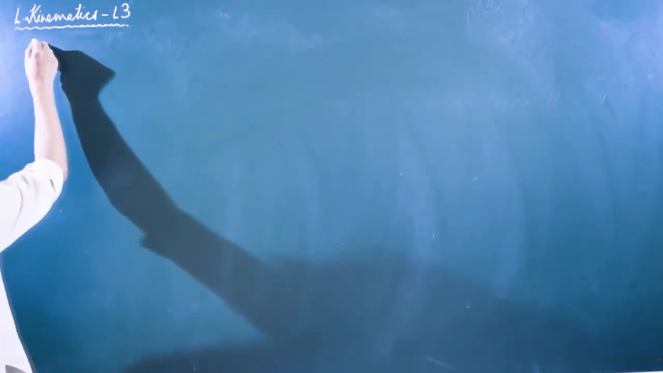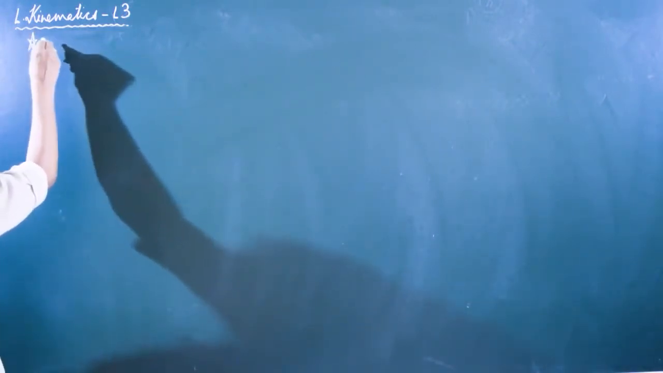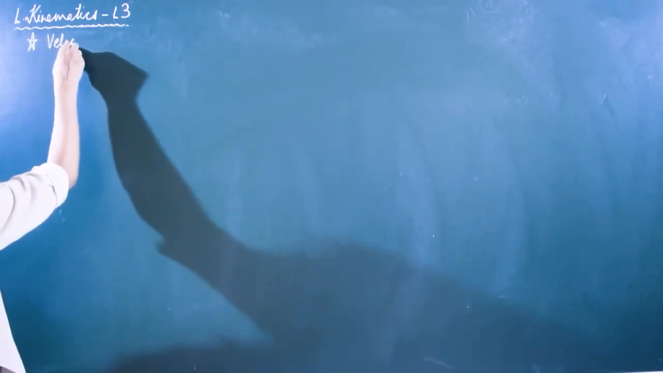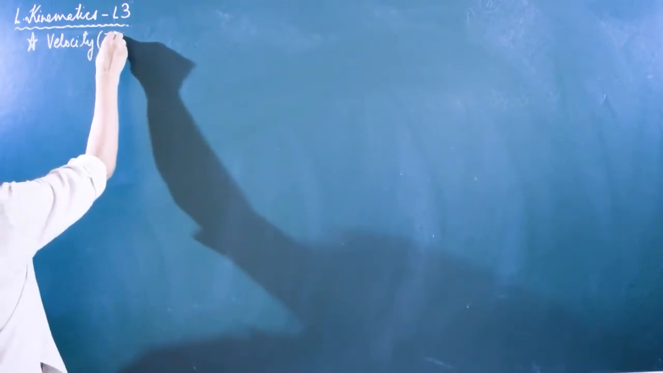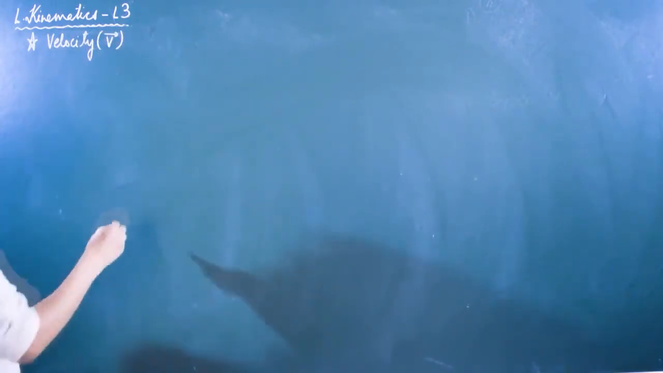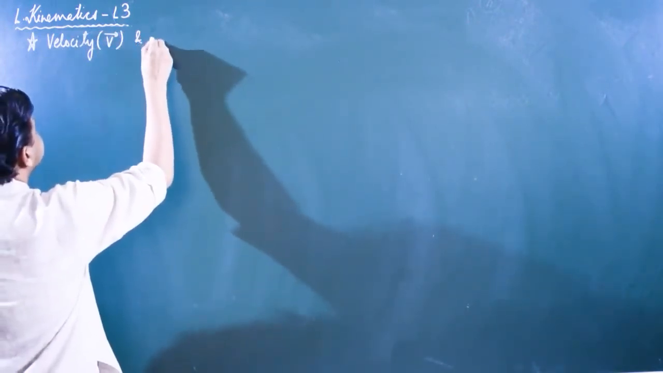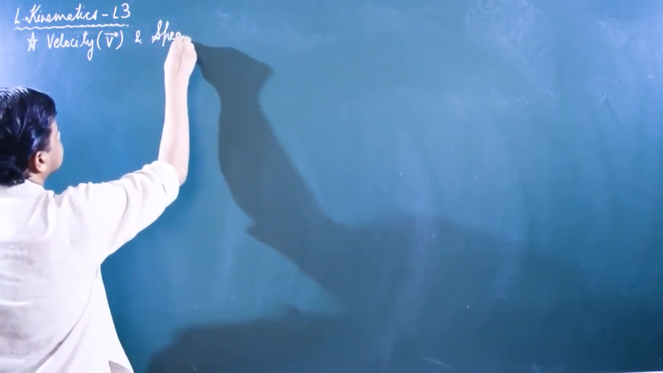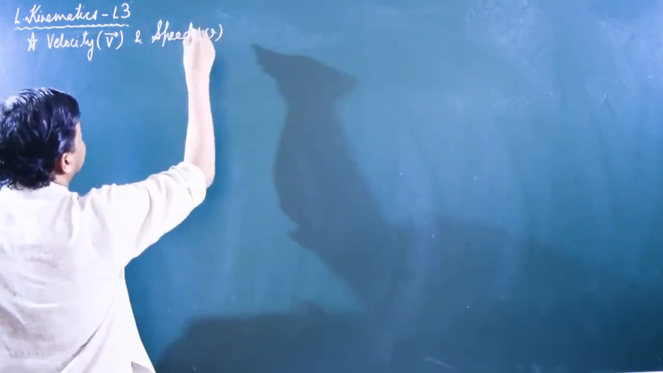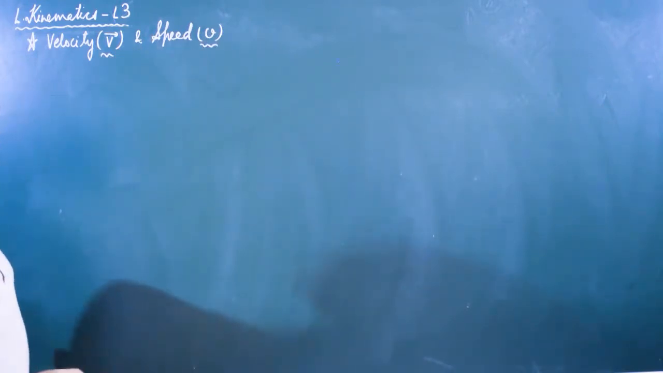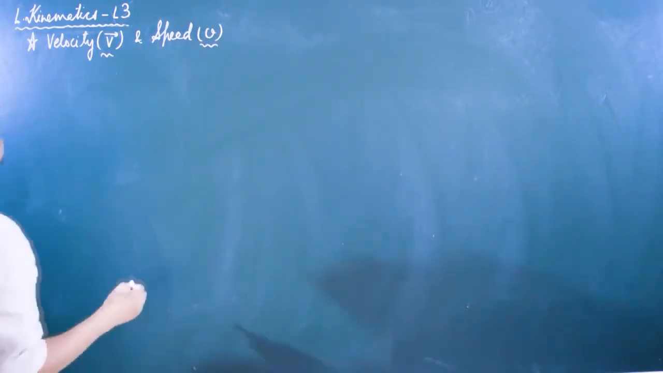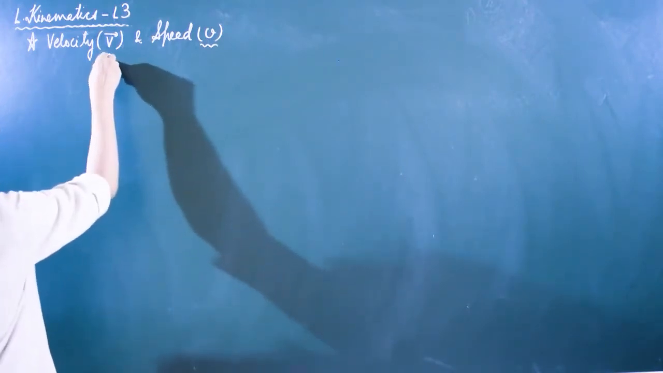So our next topic is velocity. It is denoted by v vector. It is a vector quantity, and speed v. It is a vector quantity and speed is what? A scalar quantity.